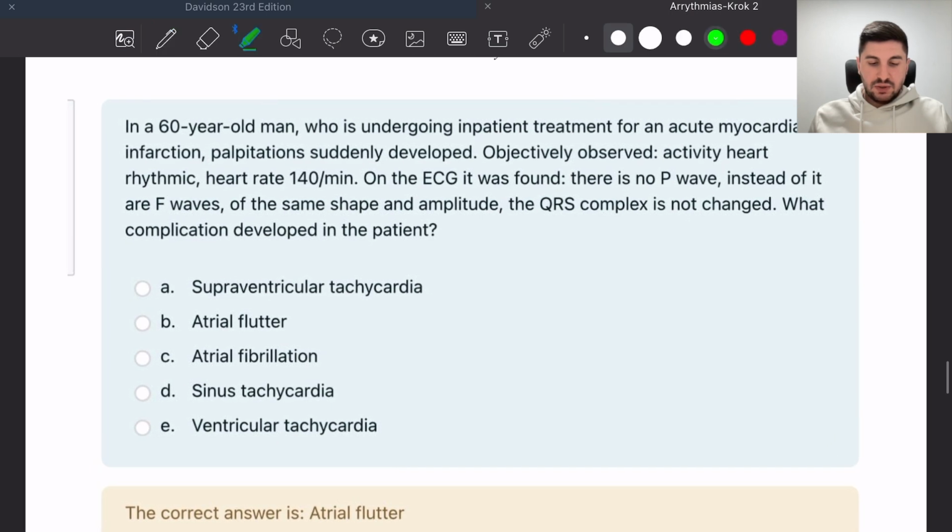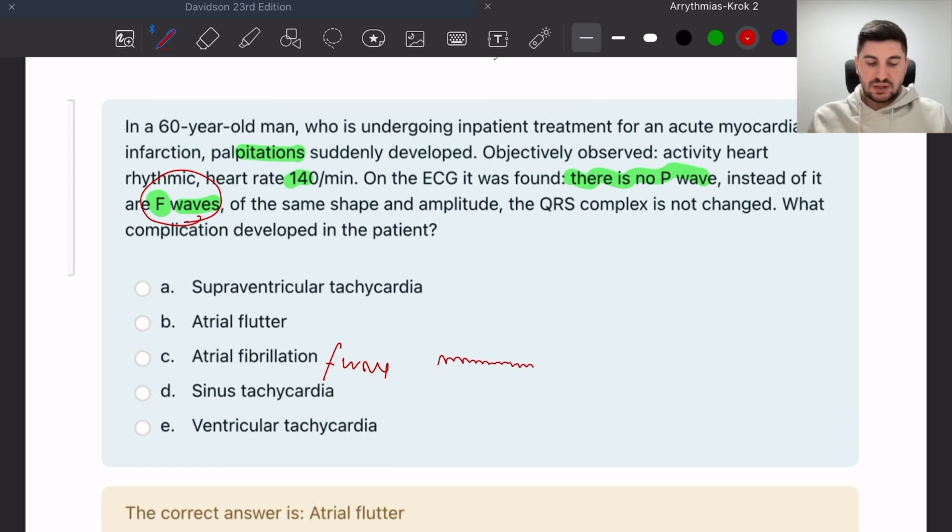Let's see one example in the Krok Center website about it. Old man undergoing treatment for myocardial infarction. Palpitation suddenly developed. Heart rate is 140. In ECG, there are no P waves. Instead of it are big F waves with the same shape and amplitude, and the QRS complex is not changed. So when they tell you big F waves, okay, not small f waves.